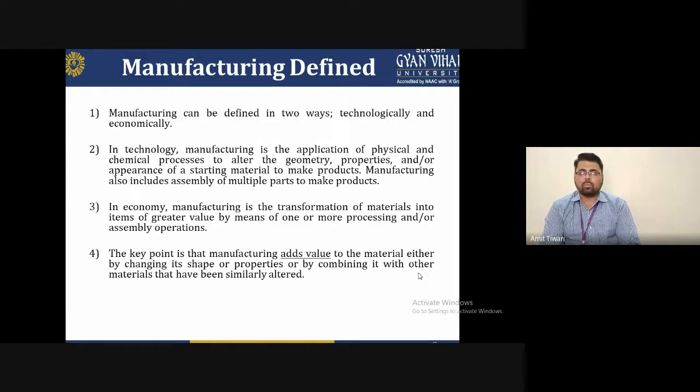So what type of added value do we use for increasing the properties or changing the shapes? These are difficult tasks, to find out what type of added value we generally use or adopt for our manufacturing purpose. Now the industry is working on additive manufacturing to turn some difficult tasks into easy formation. So these are some of the manufacturing definitions.